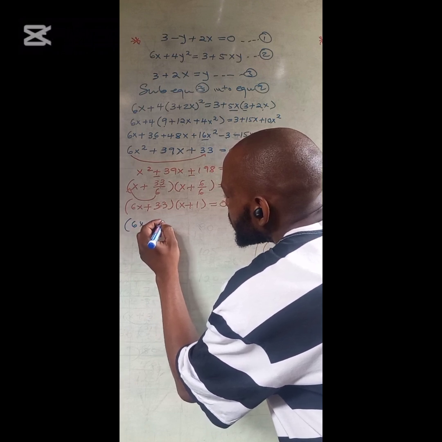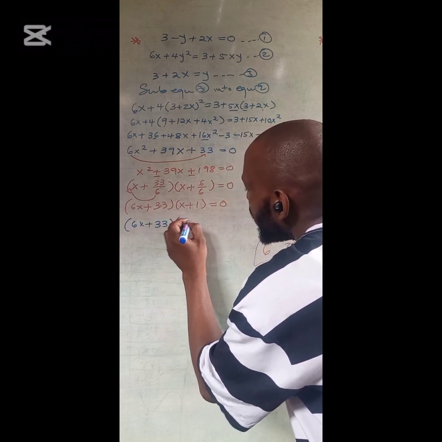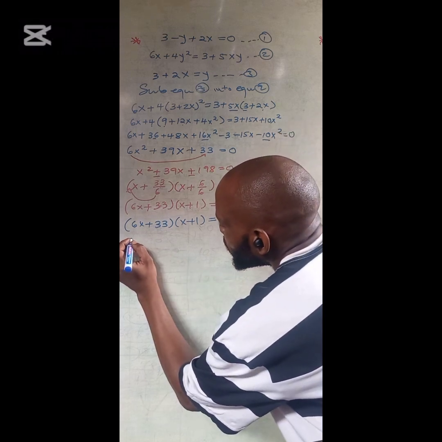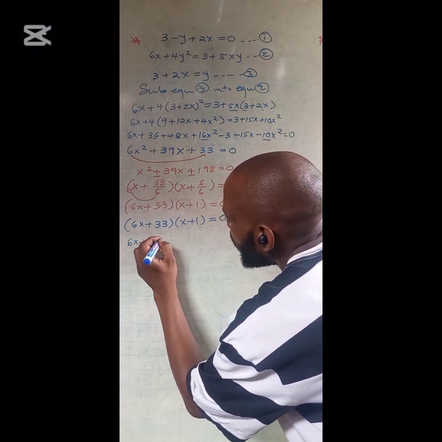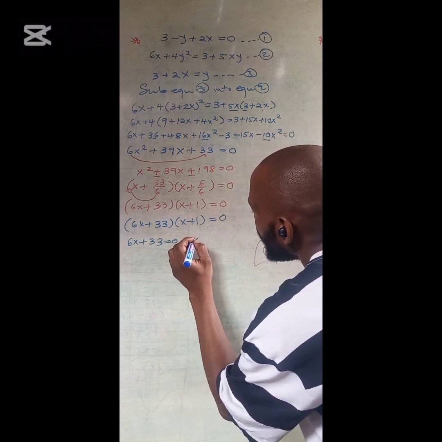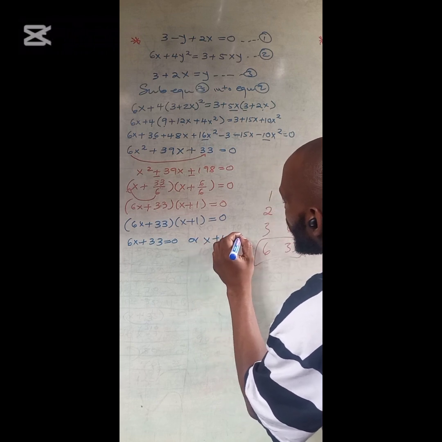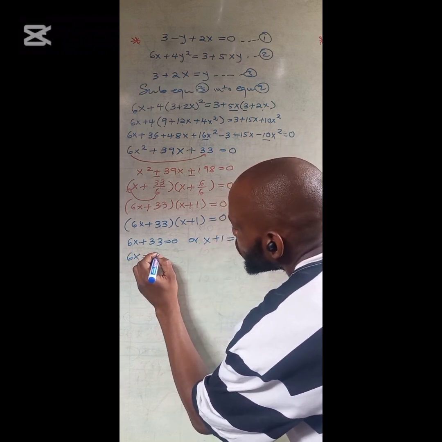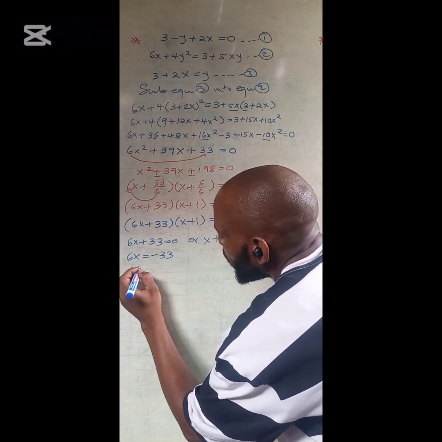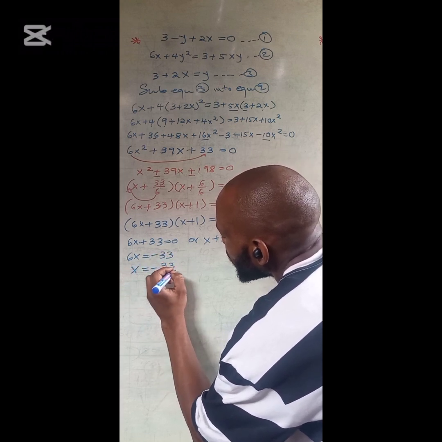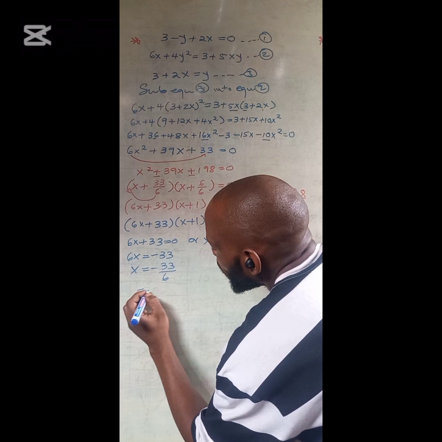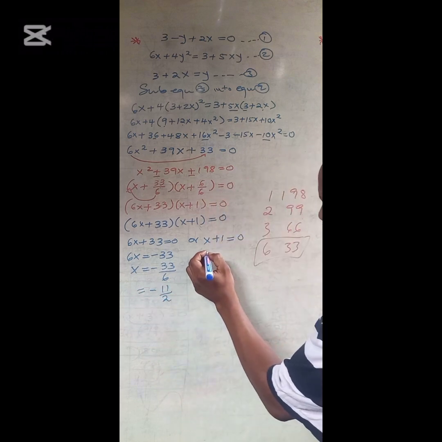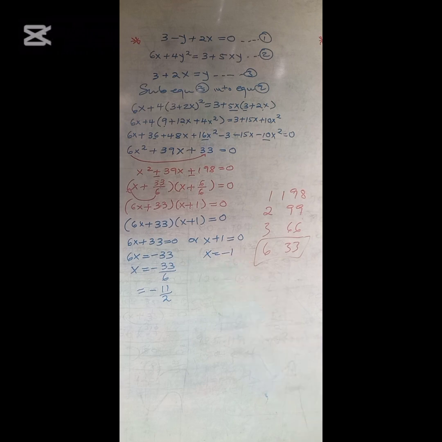6x plus 33, x plus 1. Again, the part in red is the part that you're going to do graph work. Zero principle, therefore 6x is equal to negative 33, x is equal to negative 33 over 6, or x is equal to negative 11 over 2. Or this side, x is equal to negative 1.